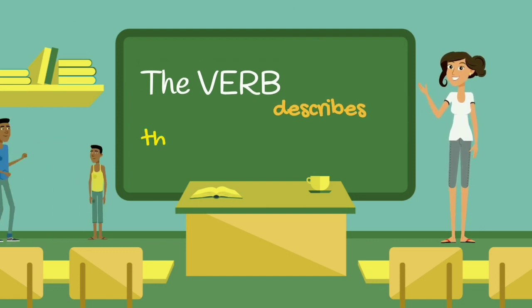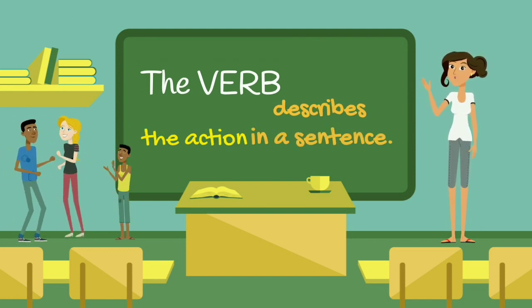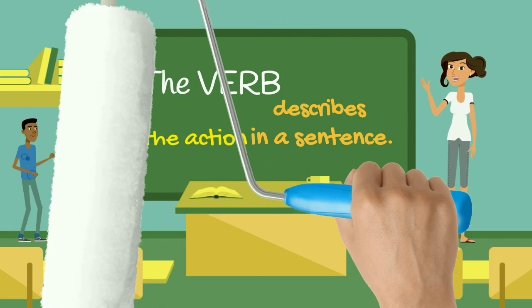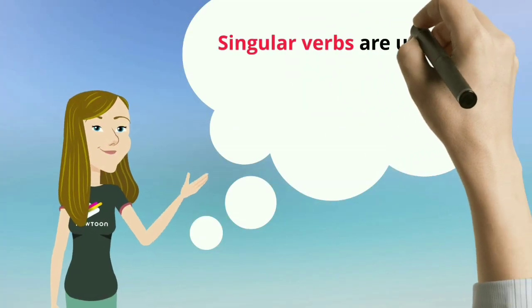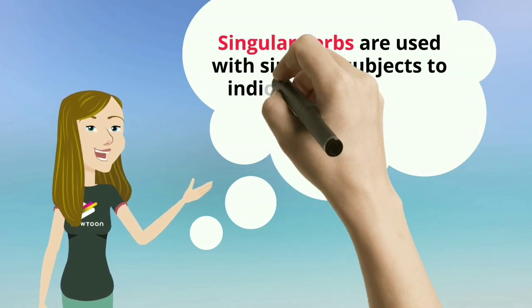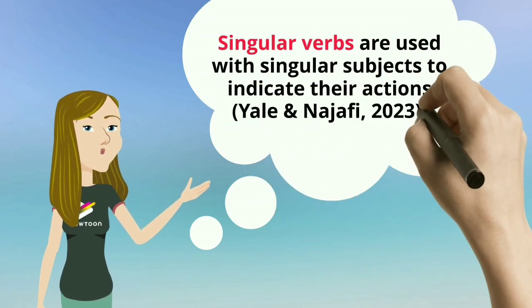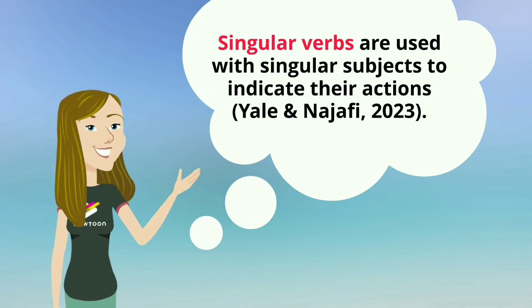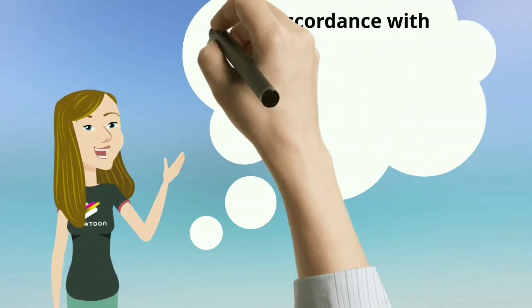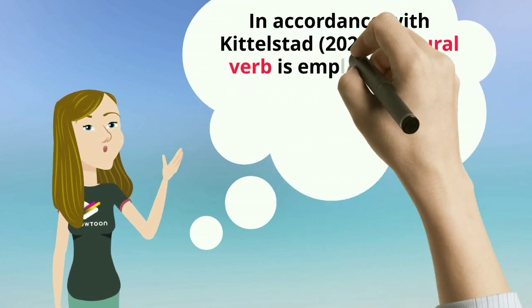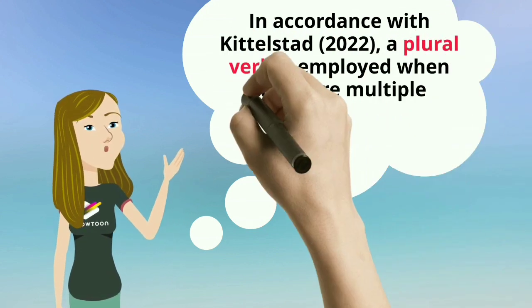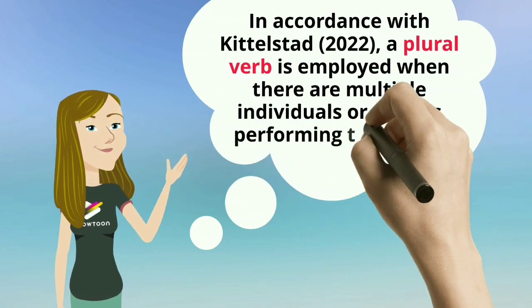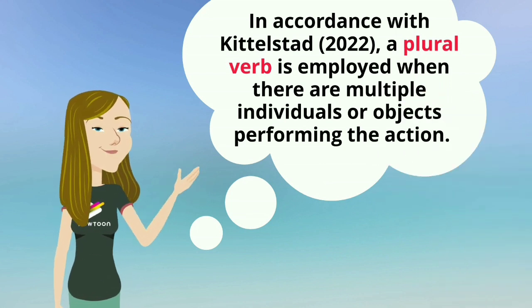The verb describes the action in a sentence, such as dancing and clapping. Singular verbs are used with singular subjects to indicate their actions. In accordance with Kittelstad 2022, a plural verb is employed when there are multiple individuals or objects performing the action.